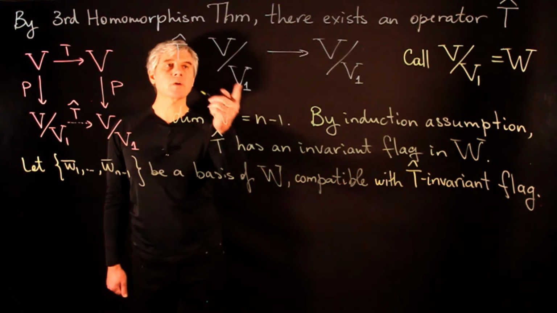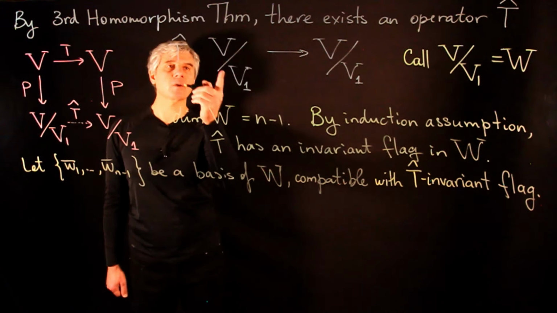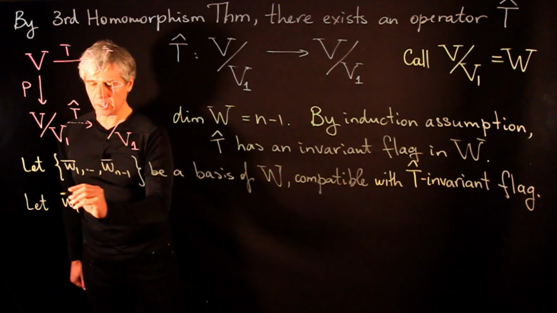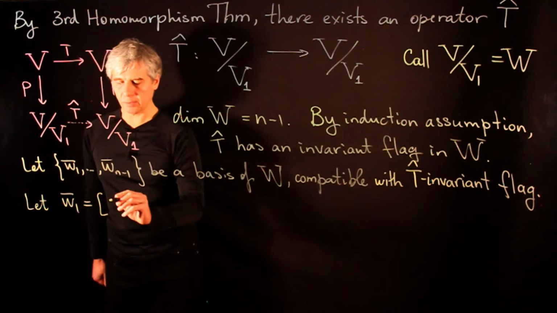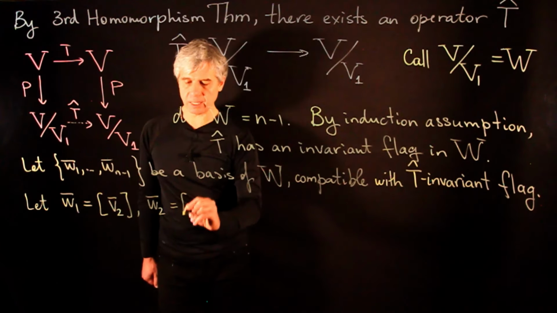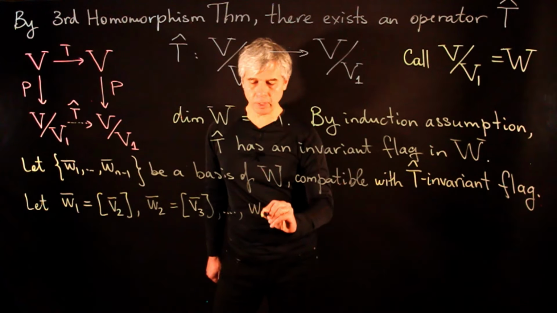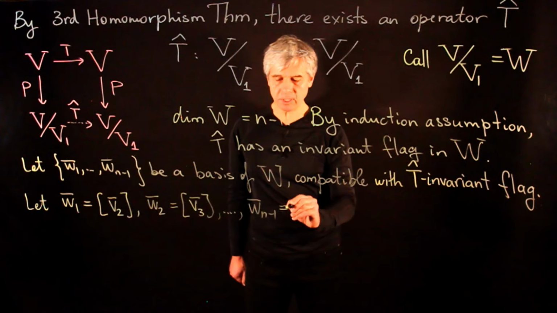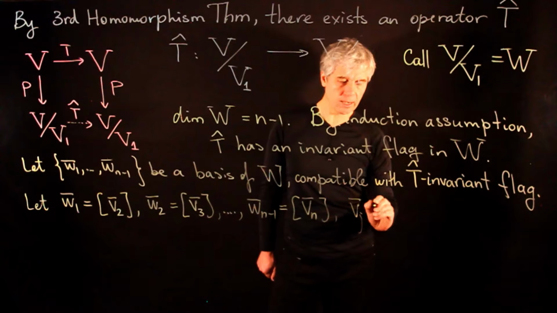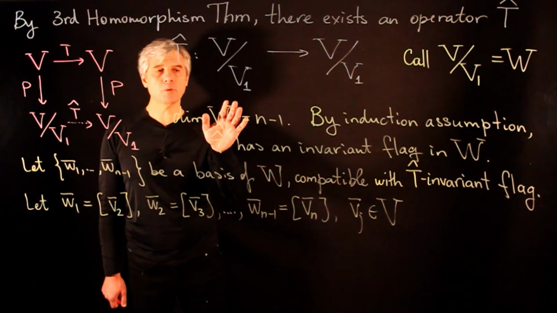The space W is a quotient space, and the vectors in the quotient space are equivalence classes of vectors from V. So we can write that W1 is an equivalence class of some vector V2. W2 is an equivalence class of some vector V3, and so on. And Wn minus 1 is an equivalence class of some vector Vn, and all these vectors Vj are in the vector space V upstairs. Now we're in the following situation.